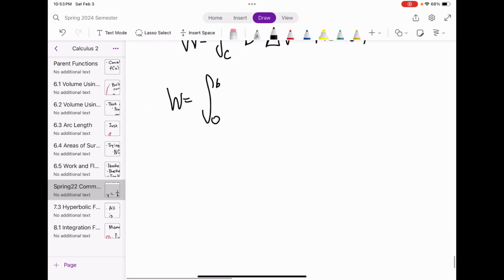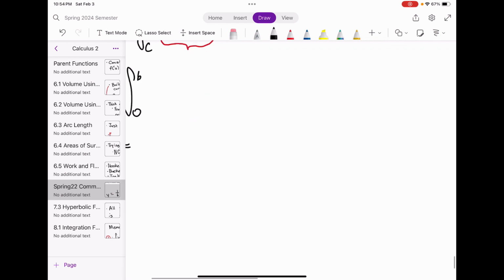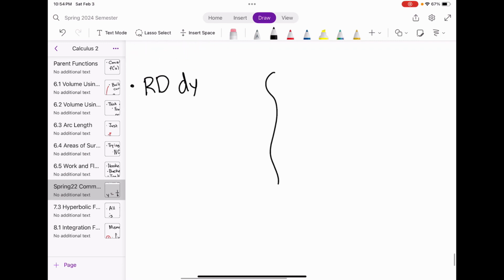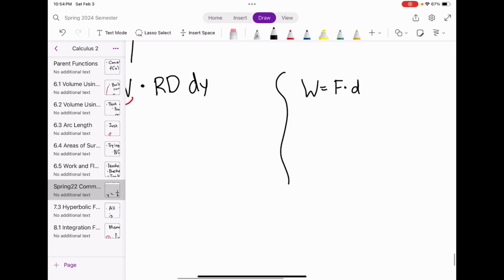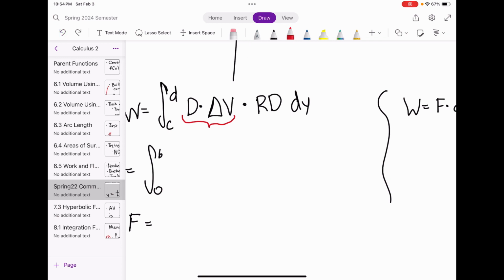I'm going to, right underneath, start writing for F. And so F is going to represent this right here. If you've taken Physics 1, you may recognize the work formula as force times distance. That's what this comes from. So this is the distance right here. This is the force, which is why the force over here is mentioned like that.